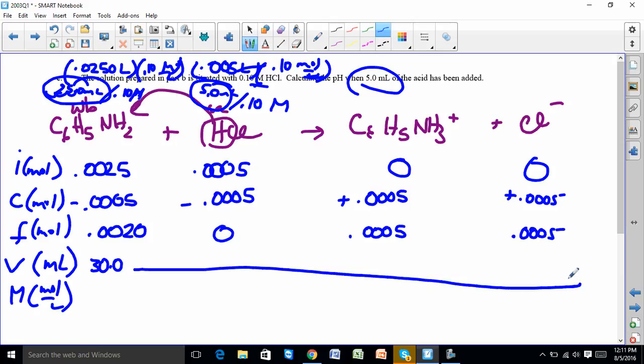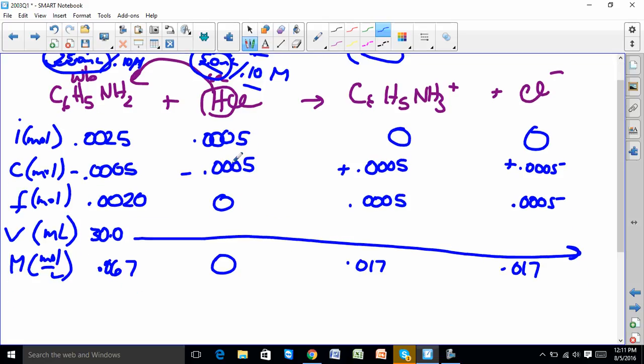These are all 30. Now, molarity is moles per liter. So here I'm going to take 0.0020 divided by 0.030. And if I do that, now I care about sig figs. This has 2, this has 2, this had 2, this had 2, this had 2. I get 0.067 here. I get 0 here. I get 0.017 here, and I have 0.017 here. Everything has 2 sig figs.